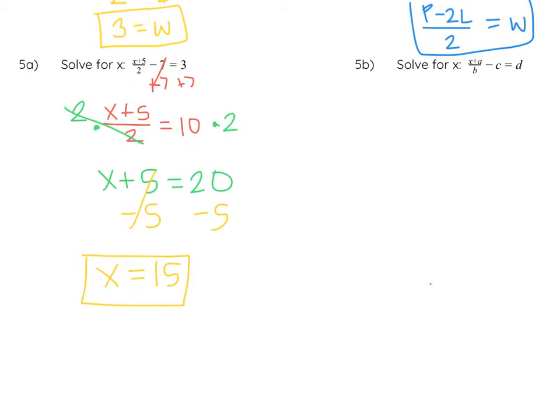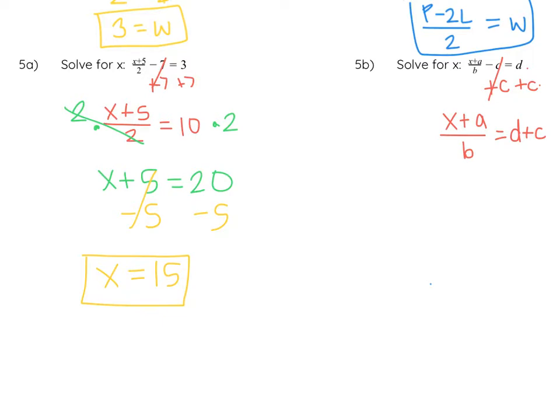Now let's do the same thing over here, except now I just have all variables. I'm going to do these in the same color. The first thing I need to do to get x by itself is add c to both sides. So I'm left with x plus a divided by b equals, d and c are not like terms, so I can't put them together. So I'm just going to write d plus c.